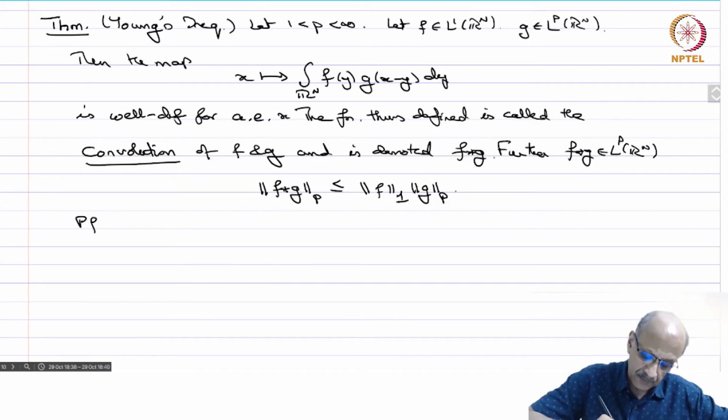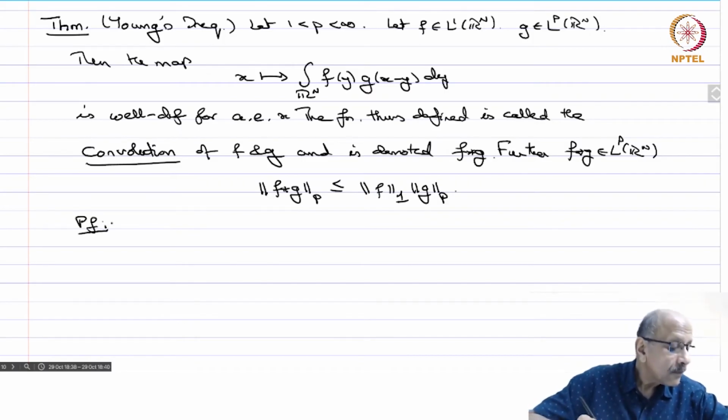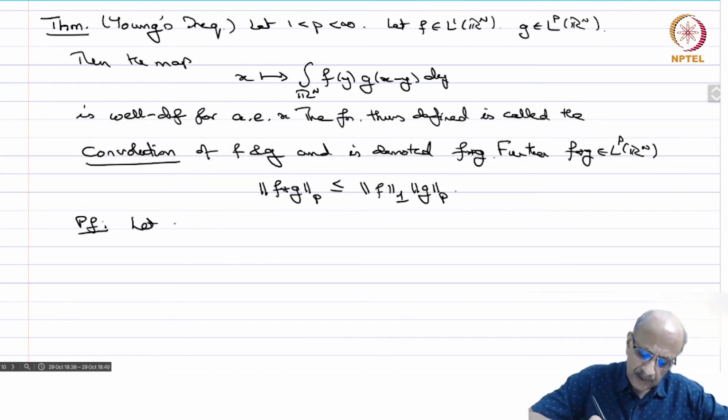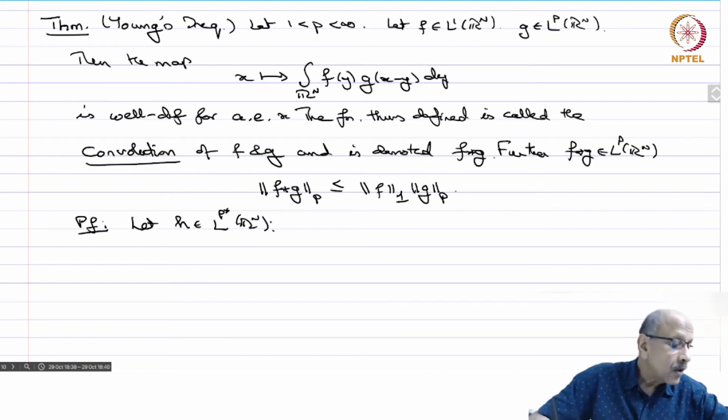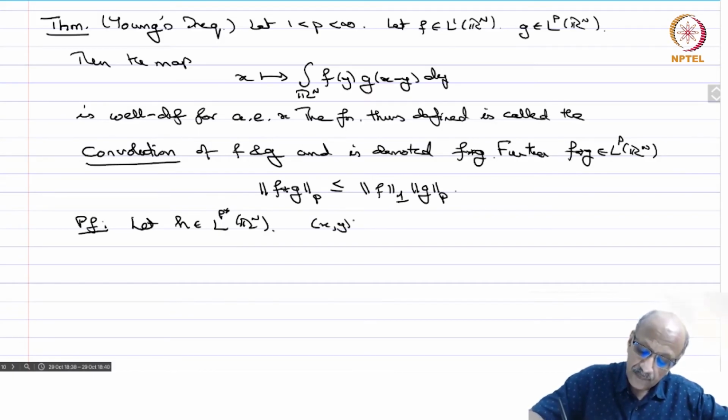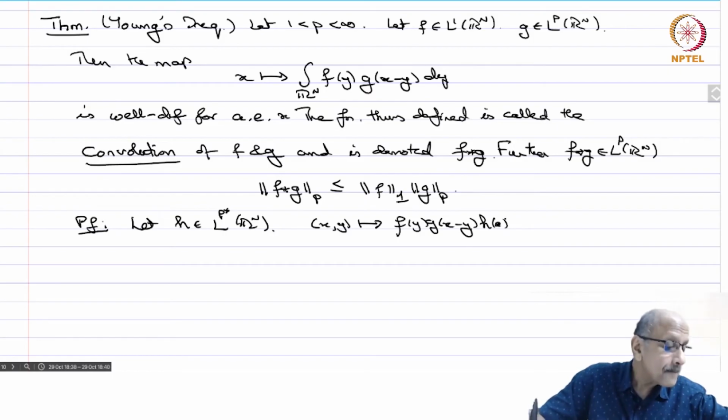Okay, so proof. So let h belong to Lp star of Rn. p star is the conjugate exponent. Then you consider the function (x,y) mapping to f of y g of x minus y h of x. So this is measurable in the product space. Okay. Now you consider the iterated integral.